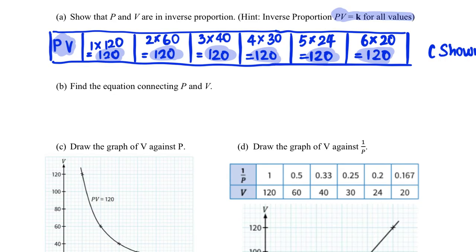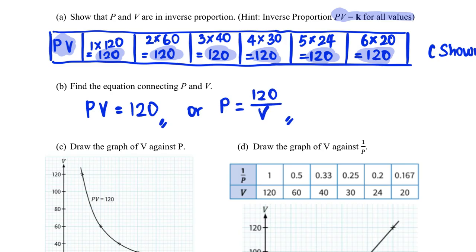And find the equation connecting P and V. And what do you think the connection is? Yep, what equation is? PV is always equals to, very good, 120. We are done. Or some of you would also prefer to put P equals 120 over V. Both works as well.